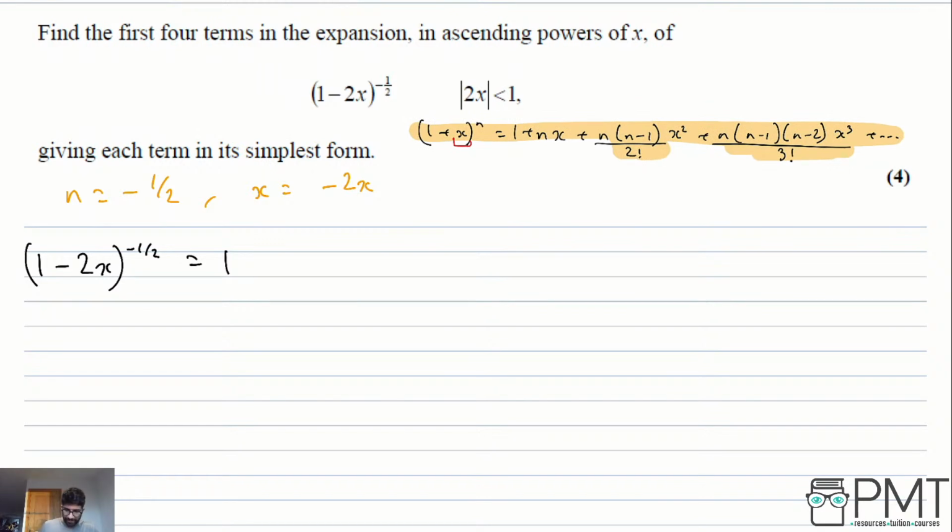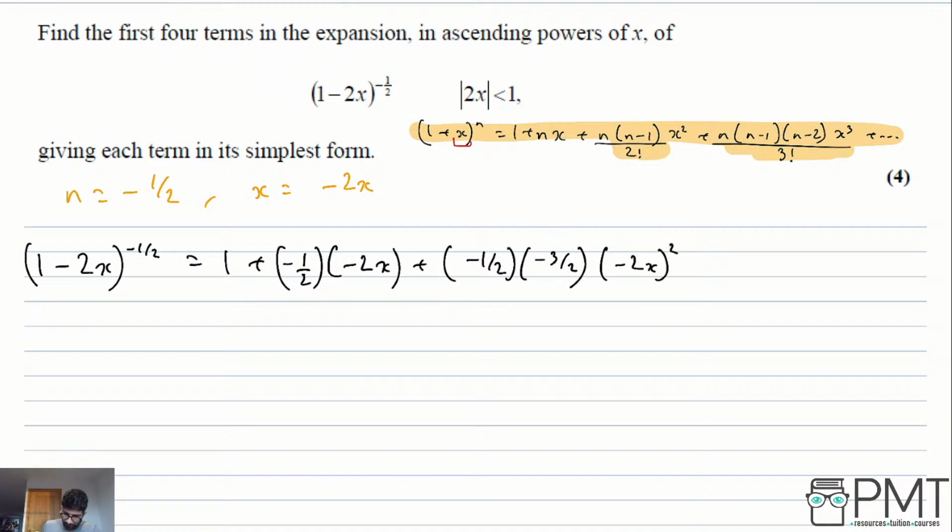All right, let's see what we have. We have 1 plus nx, n is minus a half, and for x I have minus 2x, and then n minus 1, so you have half minus 1, so that's going to be minus 3 over 2, x squared is this, over 2 factorial.